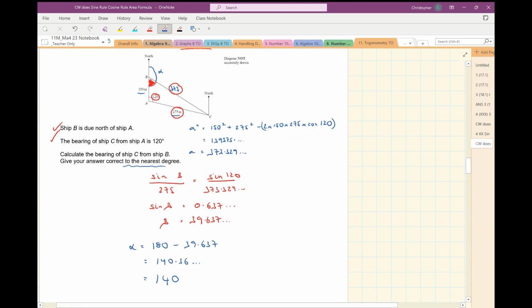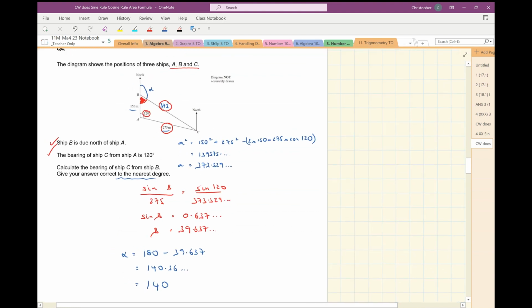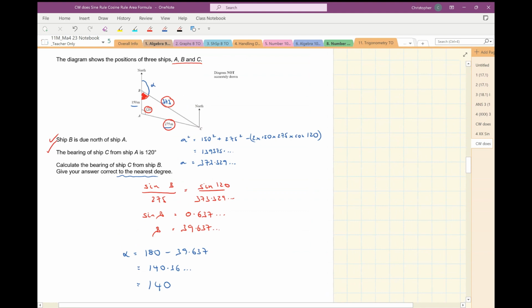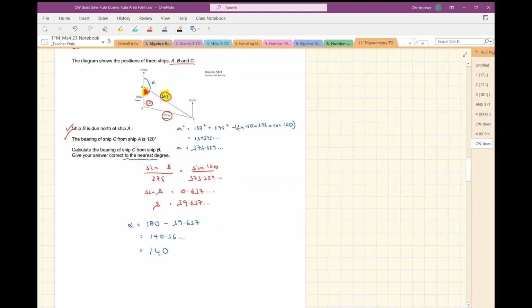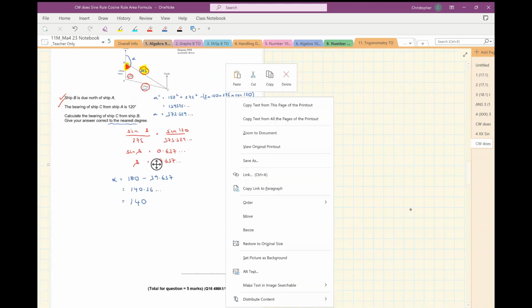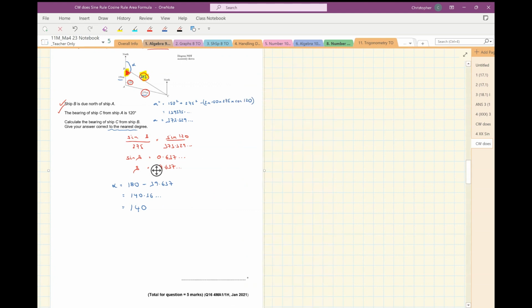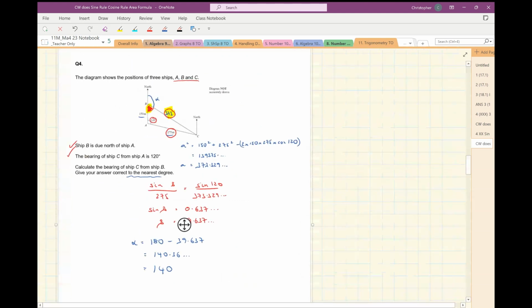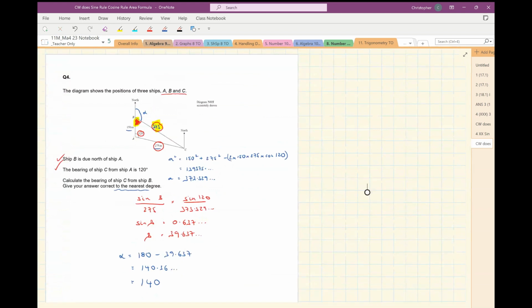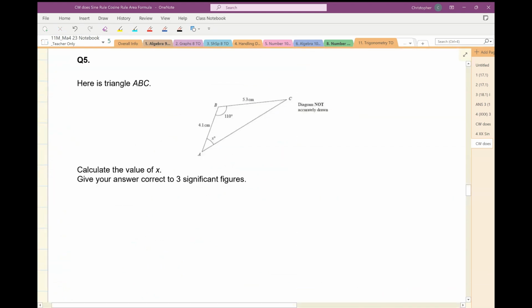Okay, so that was a question that involved using the cosine rule to find this side, and then the sine rule to find this angle, and then I did 180 minus that to get the bearing. Okay, so that is worth 5 marks, that question, and it's a question 16, so 5 marks there in your IGCSE. Okay, question 5. Here is a triangle ABC.